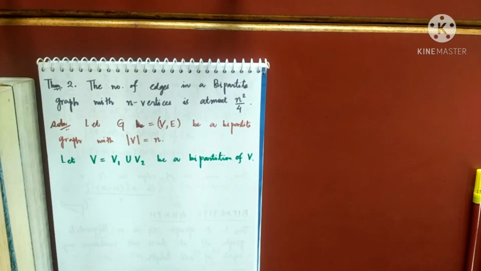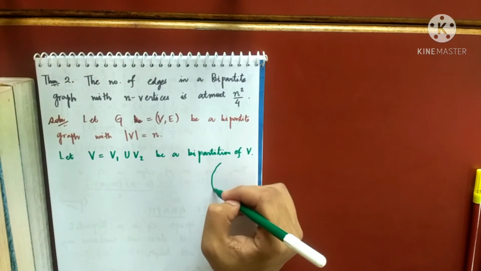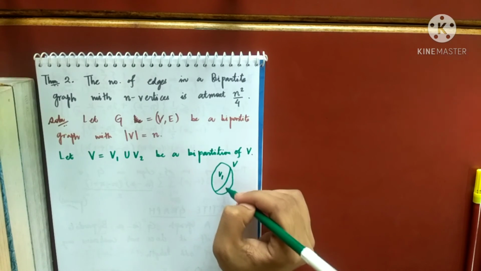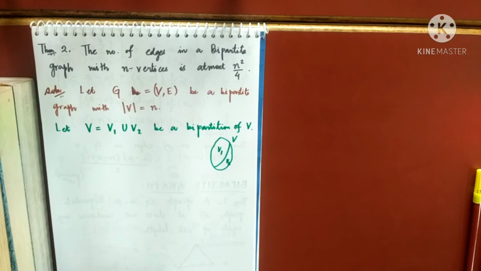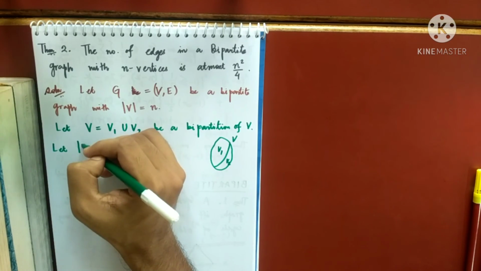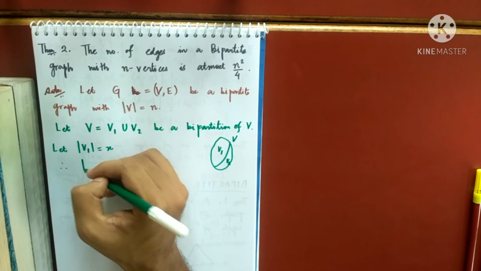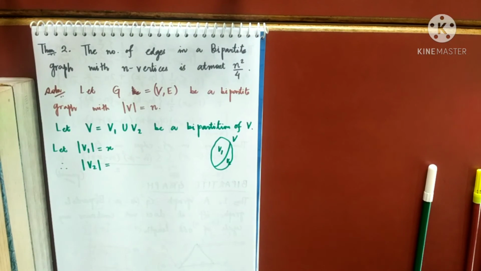That is by definition of a bipartite graph: the vertex set V can be partitioned into 2 sets, V1 and V2, which are disjoint and their union is V. So let me assume the number of elements in the first partite set is x. Can you tell me what is the number of elements in the second partite set?